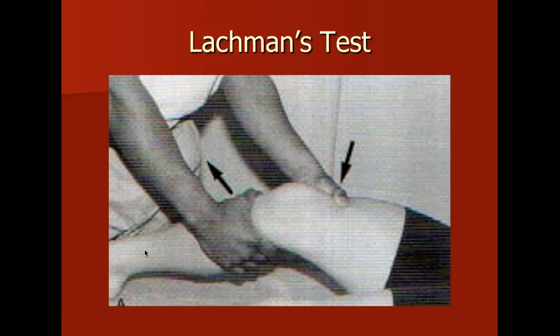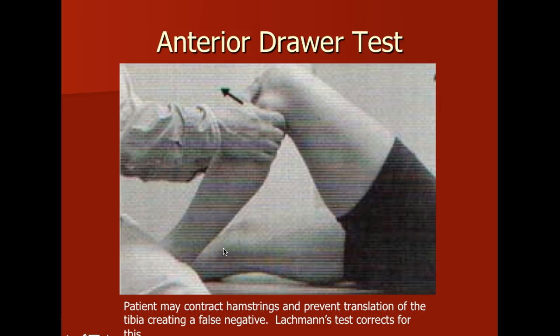Next is Lachman's. Here you have the patient supine, so they're not sitting, and they don't have their knee fully bent like they did in the anterior drawer. In this position, you can limit a little bit more of how much the athlete guards with his hamstrings. Like it says right here, the patient may contract hamstrings and prevent translation of the tibia, creating a false negative. So you can do either of these, but I usually do both.